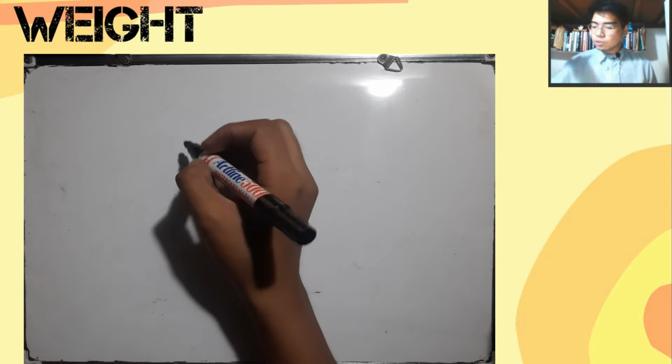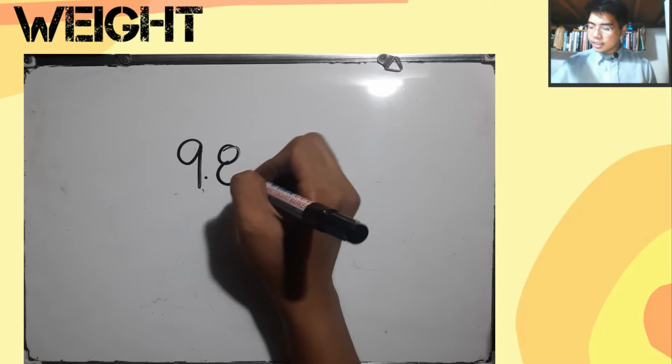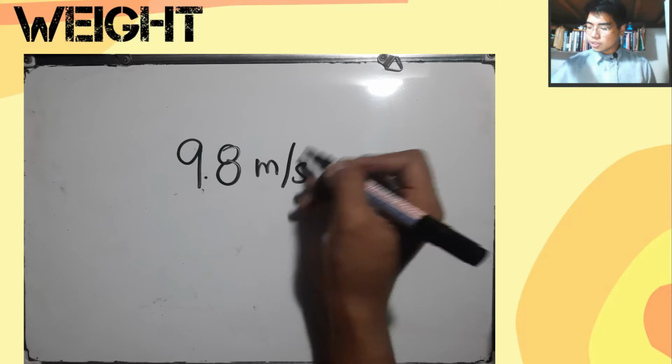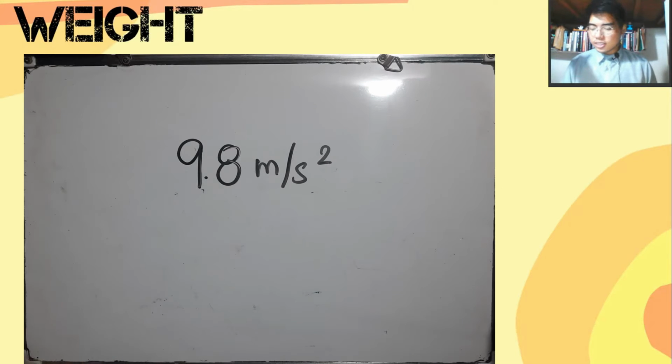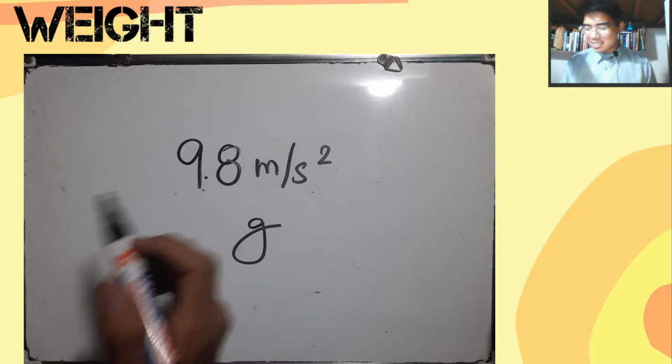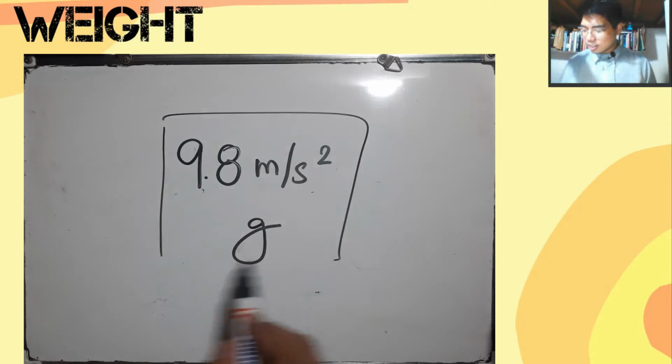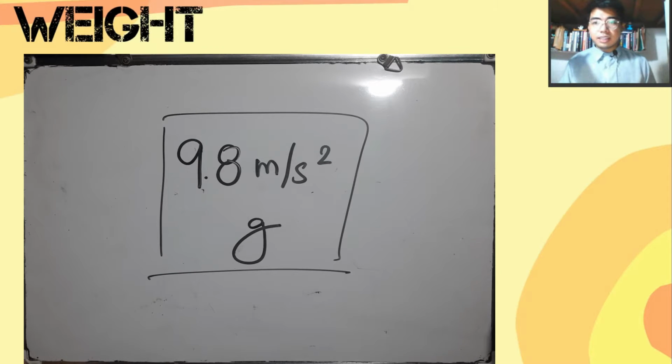When it comes to the pull of gravity here on Earth, the value is equivalent to 9.8 meters per second squared. So this is now the value of the pull of gravity here on Earth. That is why in your previous discussions in junior high school science, this is the value that we are using to get the value of weight.